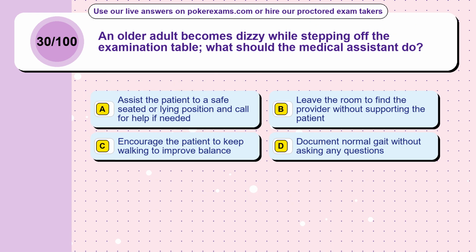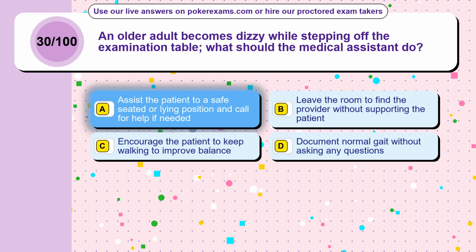Question 30. An older adult becomes dizzy while stepping off the examination table. What should the medical assistant do? Option A, assist the patient to a safe seated or lying position and call for help if needed. Option B, leave the room to find the provider without supporting the patient. Option C, encourage the patient to keep walking to improve balance. Option D, document normal gait without asking any questions. The correct answer is option A.